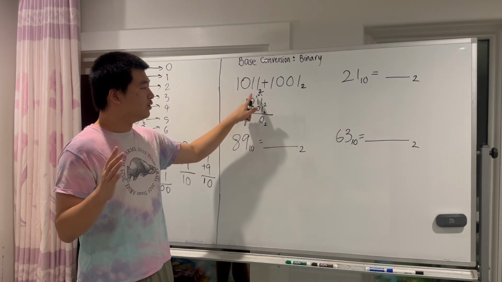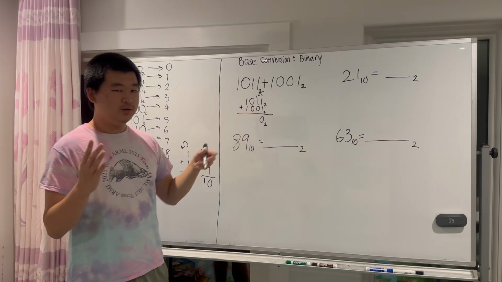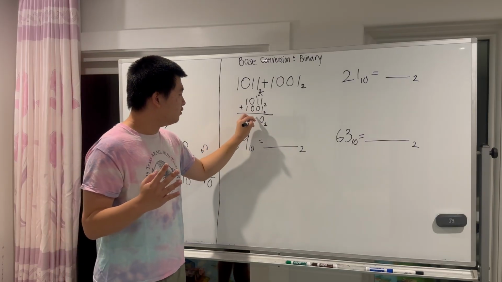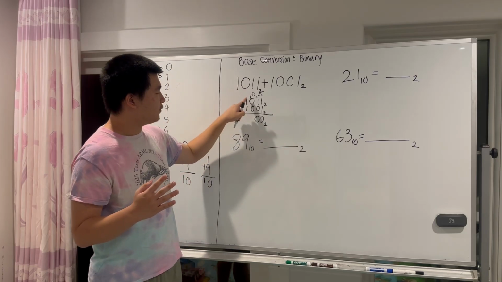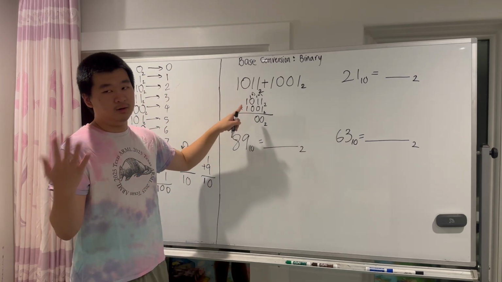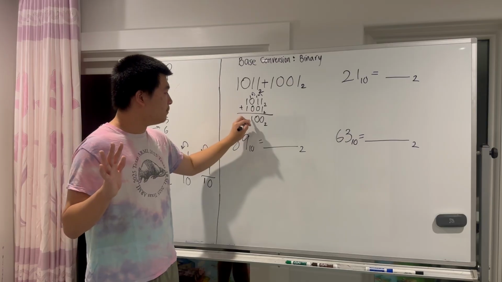Now, again in this column, we have 1 plus 1. Well, what's 1 plus 1? It's 2, but we can't write 2, so we have to write 0 and carry over here. So then we carry a 1 over here. 1 plus 0 plus 0, no problem with that. It's just 1. We can write that.